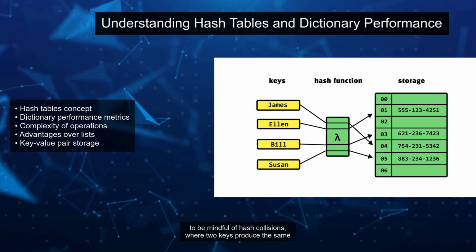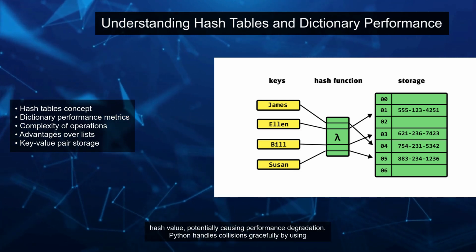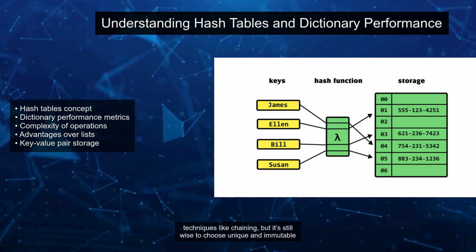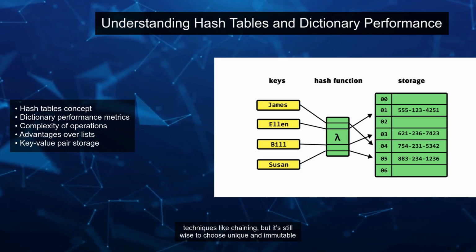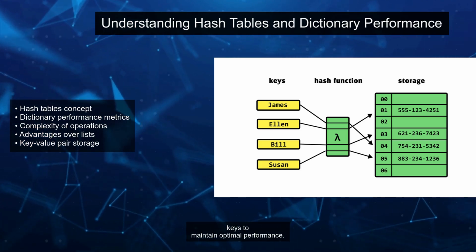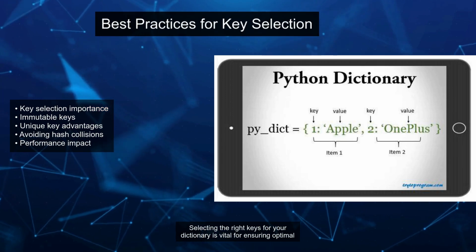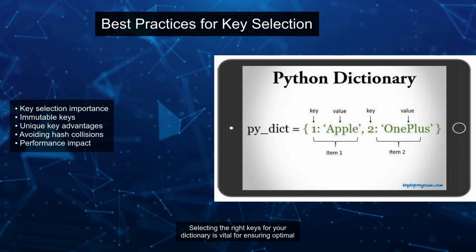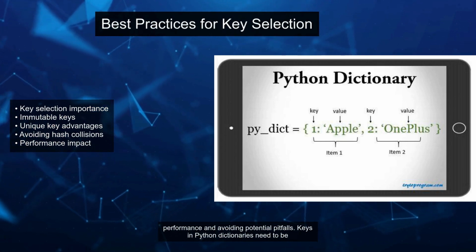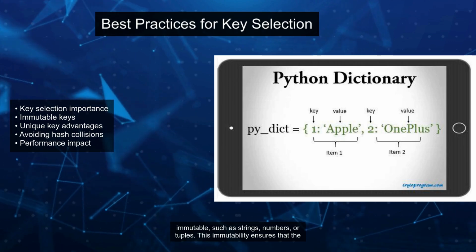However, it's essential to be mindful of hash collisions, where two keys produce the same hash value, potentially causing performance degradation. Python handles collisions gracefully by using techniques like chaining, but it's still wise to choose unique and immutable keys to maintain optimal performance. Selecting the right keys for your dictionary is vital for ensuring optimal performance and avoiding potential pitfalls. Keys in Python dictionaries need to be immutable, such as strings, numbers, or tuples.